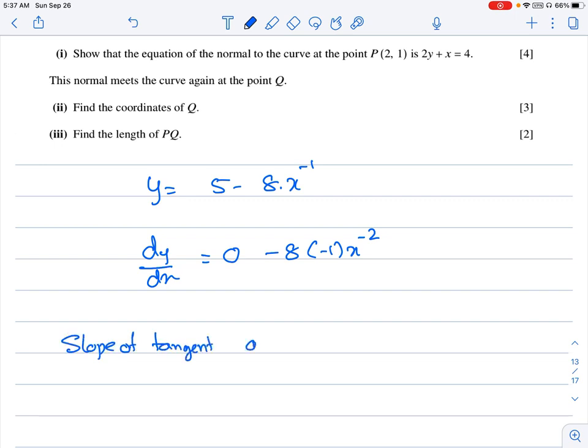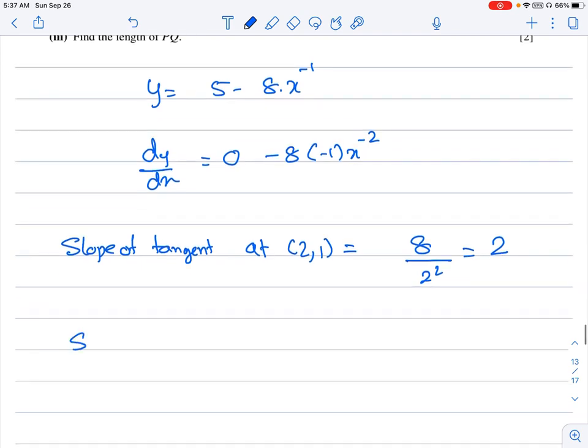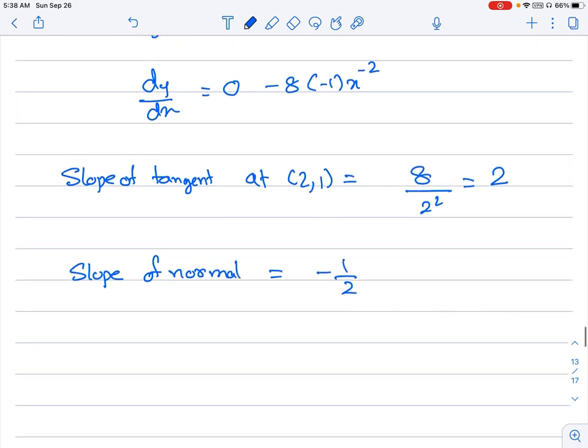So the slope of the tangent, plug in (2, 1). This becomes 8 upon 2 squared, which is 8 upon 4, which is 2. So that's the slope of the tangent. Whenever you find the derivative, it gives you the slope of the tangent. But we are talking about the normal, so the slope of the normal will be the reciprocal with the sign changed. So now I need to find the equation of the normal.